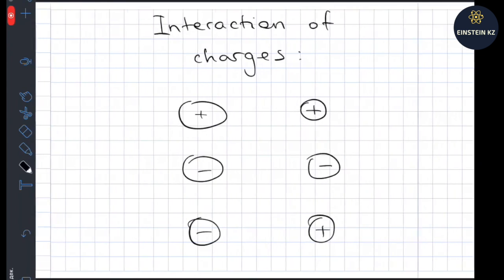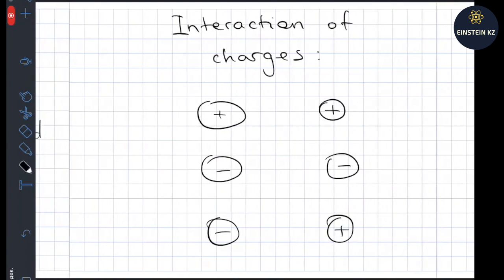As you know from the last lessons, we have the information about the interaction of charges. We know that if we have like charges, they repel each other. So if we have two positive charges, they will repel each other. Okay, so they will have oppositely directed forces. Two negative charges will also repel each other, while unlike charges, like one positive and one negative, will attract each other.